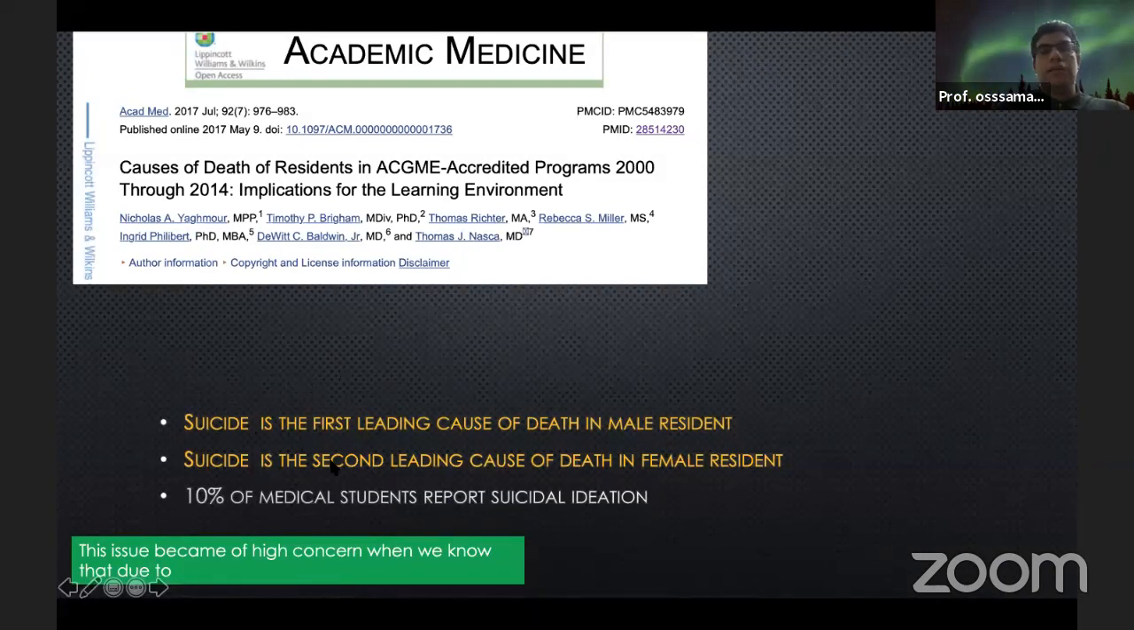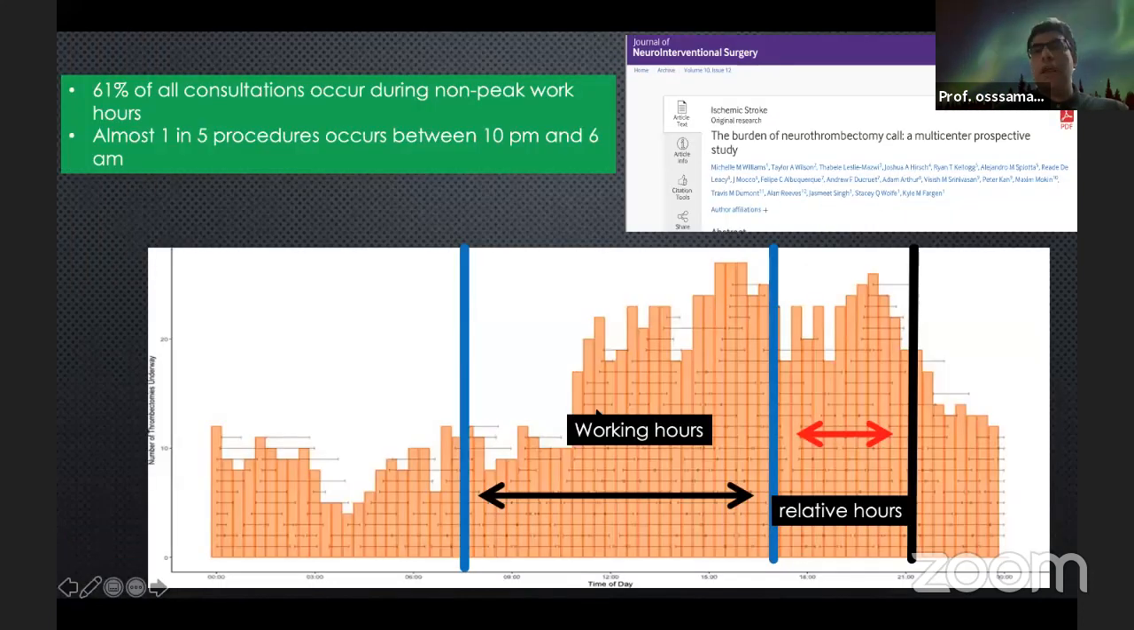We have a high incidence of suicide, and when we put burnout in the same basket, I think it will be so dangerous not to mention burnout and the effect of over-occupation from such a business. This is also showing that the burden of neurothrombectomy call in the USA is problematic, especially if the call comes in the night or nocturnal hours. It will disrupt the lifestyle of the interventionalist.